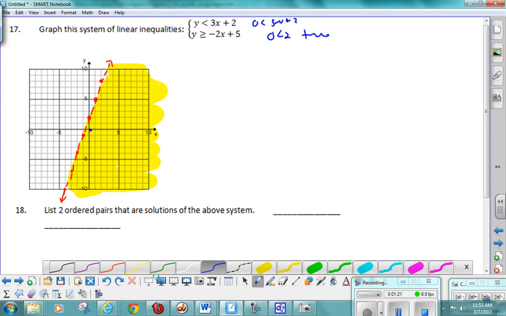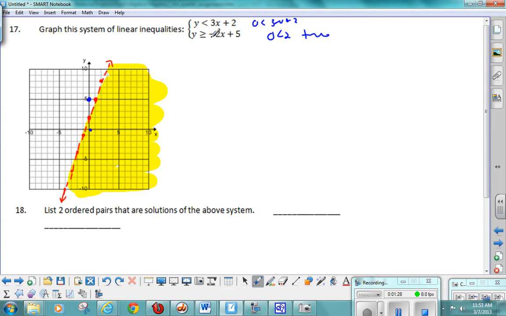Okay, now I'm going to do y is greater than or equal to negative 2x plus 5. So that's a y-intercept of 5. My slope is negative 2, so I count down 2 and right 1. I can do this a whole bunch of times just to make sure I get a really good line. If you have a ruler, you don't have to keep doing that. It's easier just to use a ruler. Now this is greater than or equal, so it's got the equals bar under it, so this is a solid line.